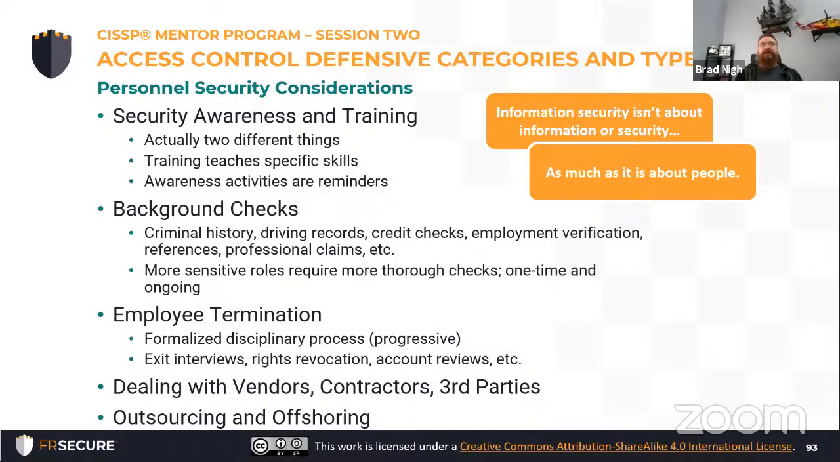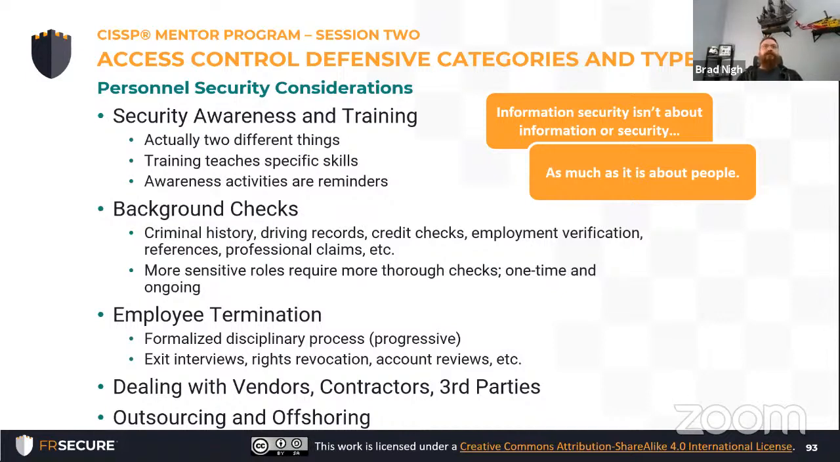Training is a specific skill. How do you spot a phishing email, what are the things you need to look for? Awareness, maybe that would be the phishing exercise, or kind of reminders throughout, making sure that they're keeping these things that you trained them on up to date. So make sure you do understand the difference between training and awareness, right? Training is teaching, awareness is kind of the follow-up.